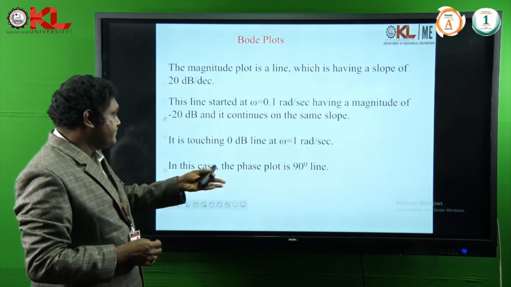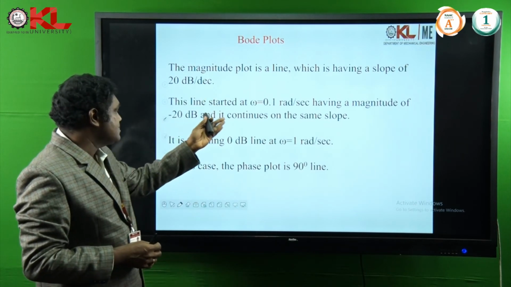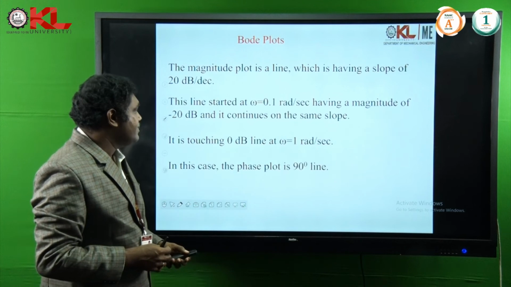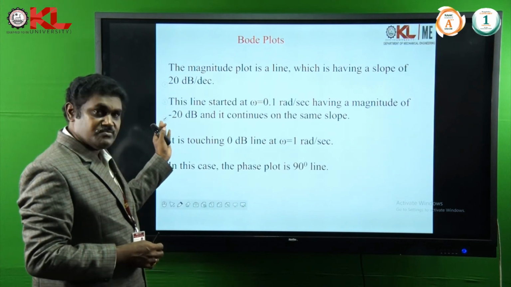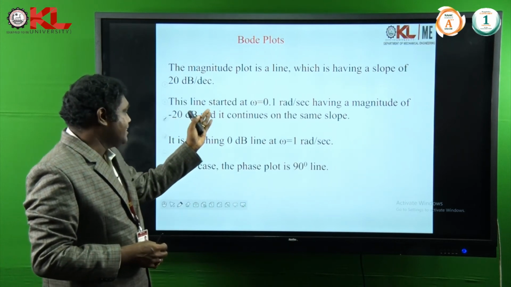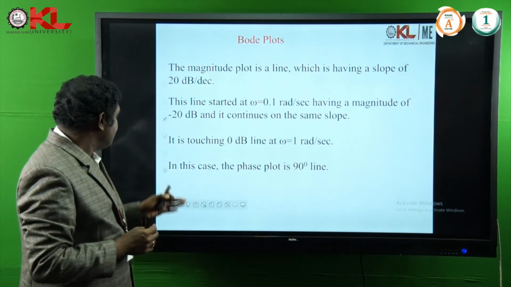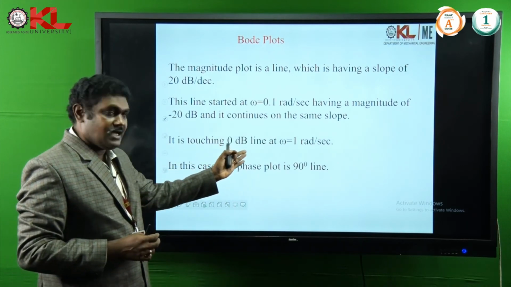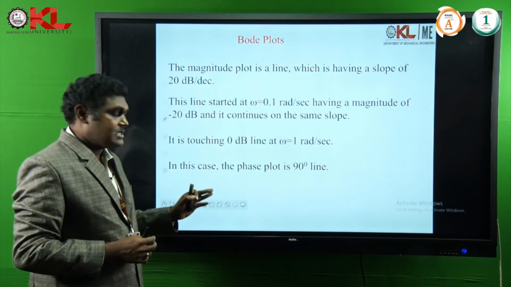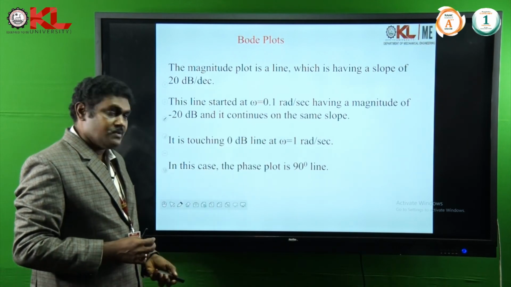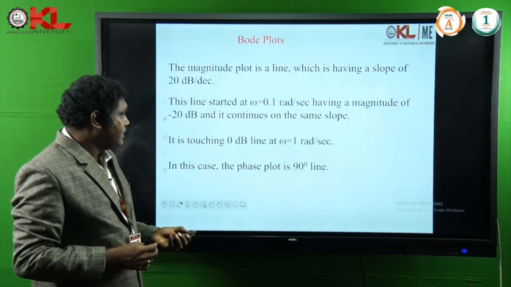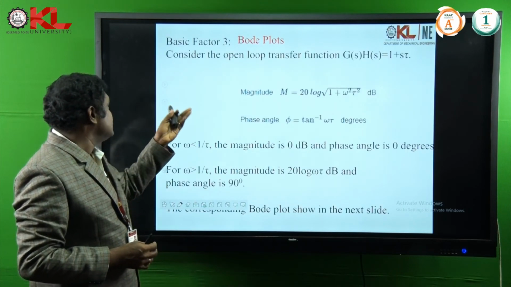For the description of this graph, once again in this slide, omega is equal to 0.1 radians per second and the magnitude is minus 20 decibels, and it continues on the same slope of 20 decibels per decade. It touches the 0 decibel line at omega equal to 1 radian per second, and in this case the phase plot is a 90 degrees line. Okay.